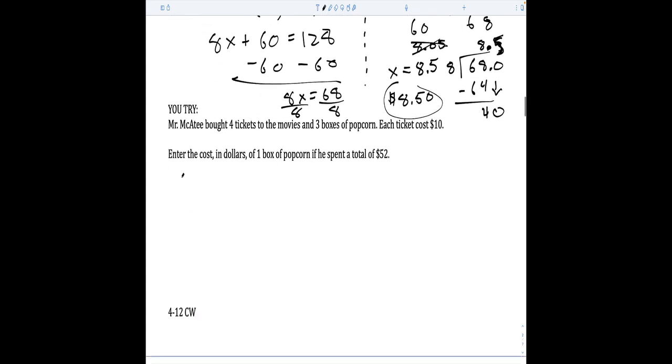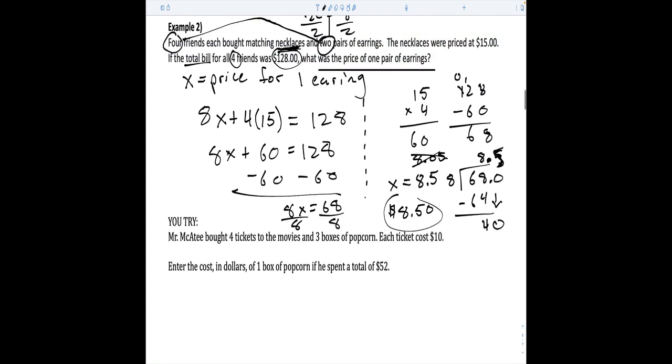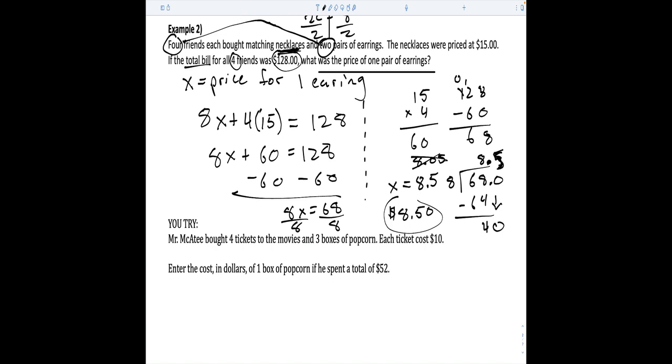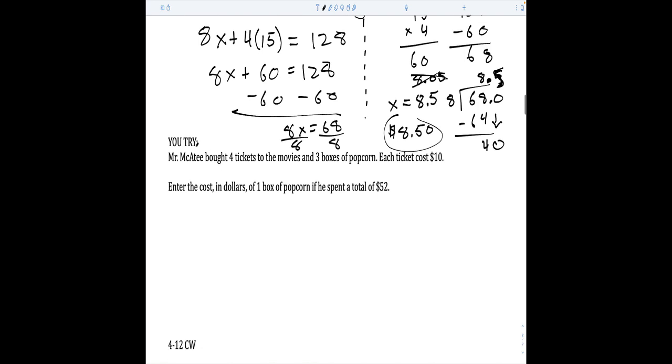Yeah, Aaron. Why did we change it to 8x instead of 2x? Because 4 friends each bought 2 earrings. It wasn't 2 total. 4 friends picked out 2 each. So Cooper caught it and a few others in row 1, where it's like, that's actually sneaky. A problem like this probably won't be on the test. I'm not going to put a 4 and a 2 separated. It would just say they bought a total of 8 earrings. Sneaky, sneaky problem.